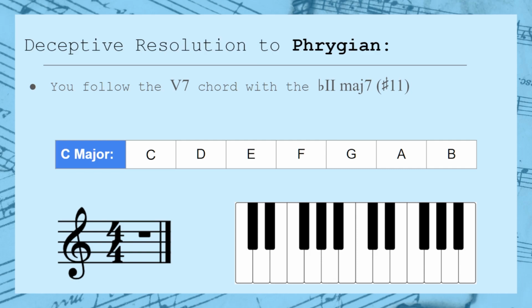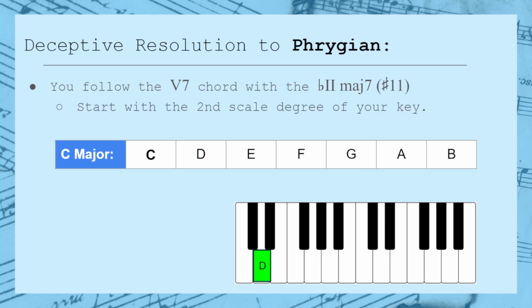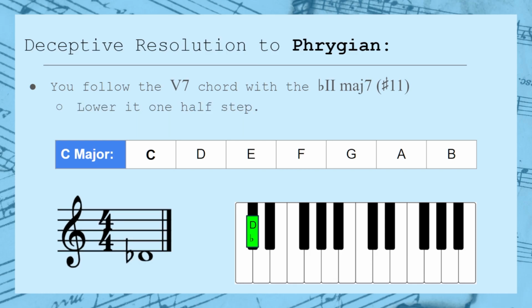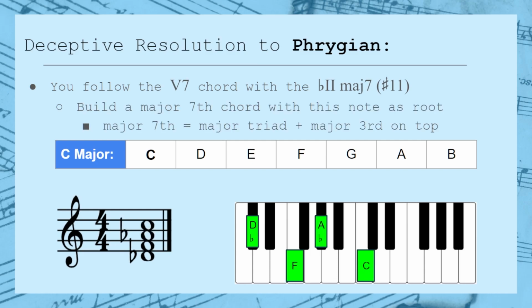Let's break it down. First, start with the second scale degree of your key. In the key of C major, that would be D natural. Next, lower it by a half step to get D flat. From here, it's just a simple matter of building a major 7th chord, which is a major triad with an extra major 3rd on top. This gives us D flat major 7. The final step is to add the sharp 11.